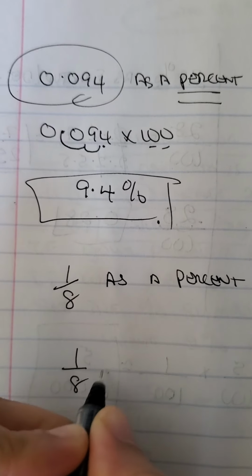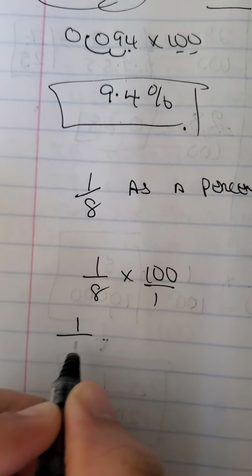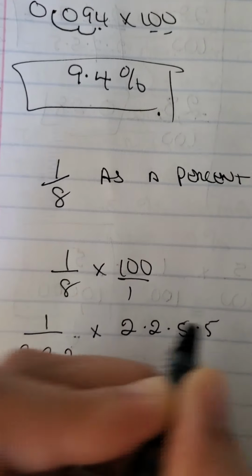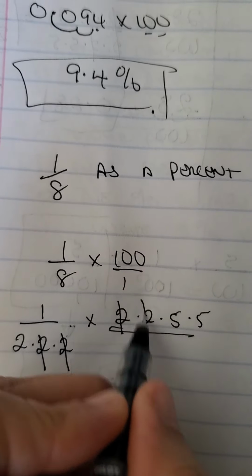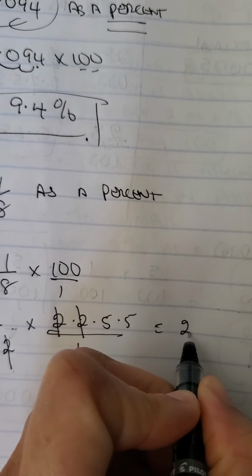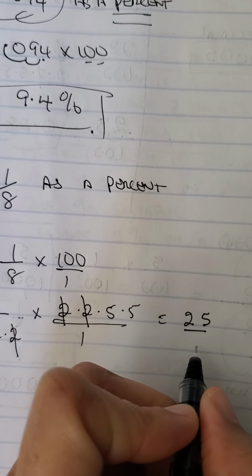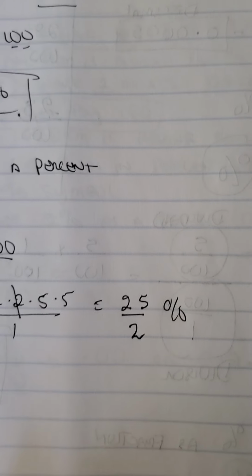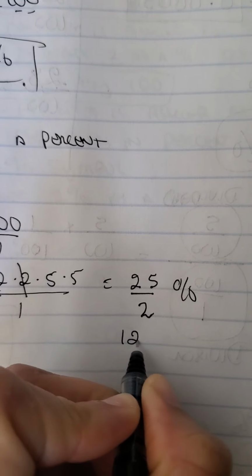It's 1/8 times 100. We could treat these two like fractional problems, and we could prime factor our 8 into 3 factors of 2, and we could prime factor our 100, which is 2 factors of 2 and 2 factors of 5, and then we could cancel out common factors. There you go. And what am I left with? 25 over 2 percent. Or if we want to get fancy and convert this into a decimal number, here we could have 12.5%.